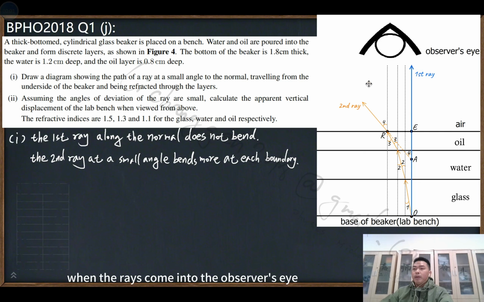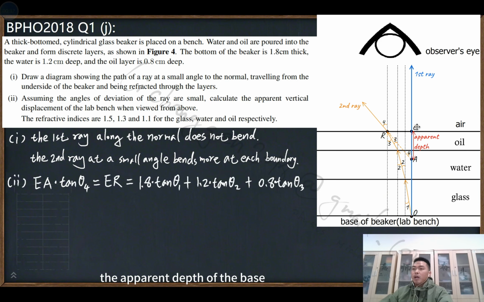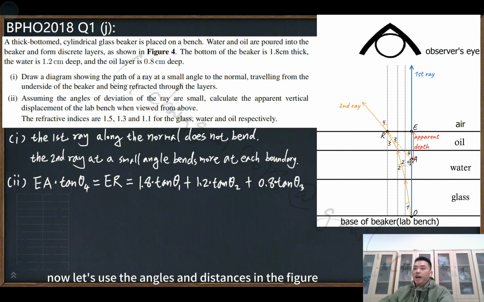When the rays come into the observer's eye, the brain assumes they are traveling in straight lines and traces them back along the final directions. So it appears that the rays come from point A, above the actual base of the beaker, and point A is the apparent position of the base. As shown in the figure, we call the distance from E to A the apparent depth of the base. Now let's use the angles and distances in the figure to calculate the apparent depth.